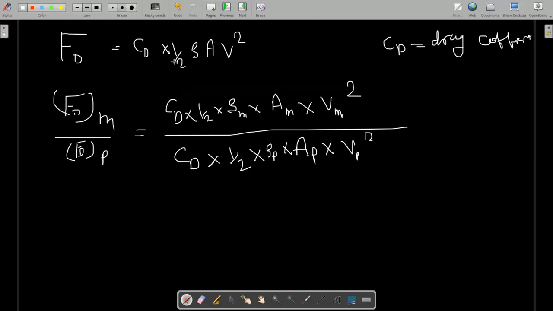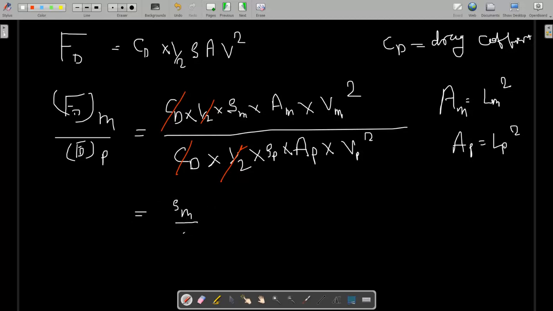Now, nothing is mentioned about a difference in the drag coefficient, so we will take it as constant and it will be cancelled out. So we have all the values here, but one thing: area is a two-dimensional quantity, so we can write lm whole square for model, and for prototype we can write lp whole square because it is two-dimensional. Okay, rho m upon rho p, into lm by lp whole square, into vm by vp whole square.